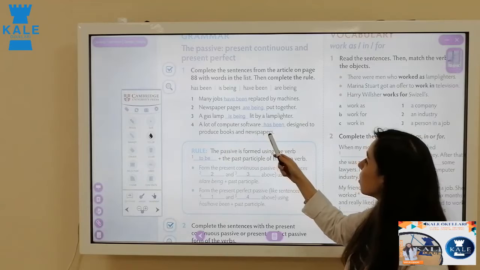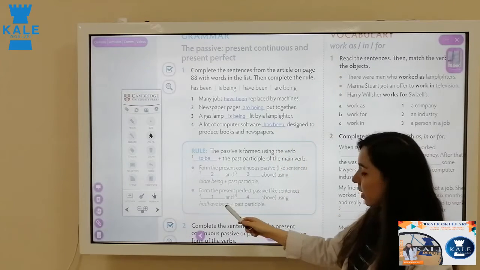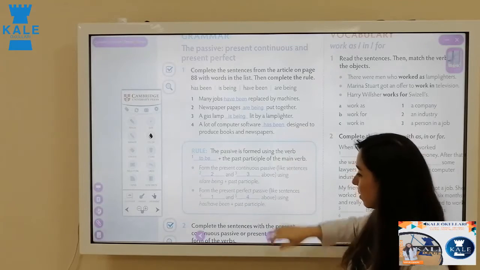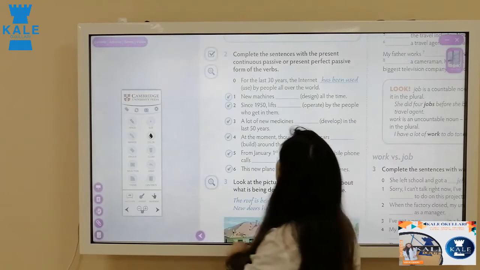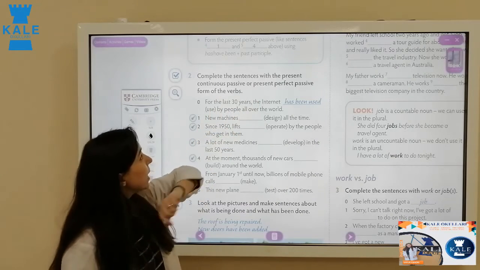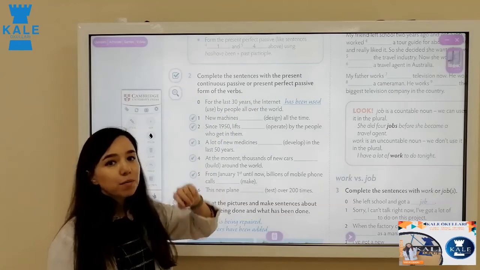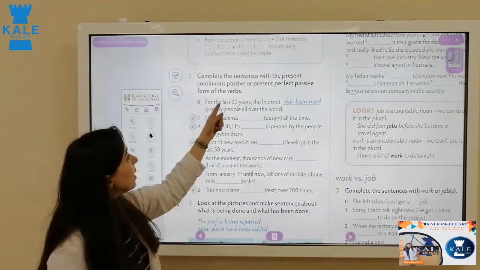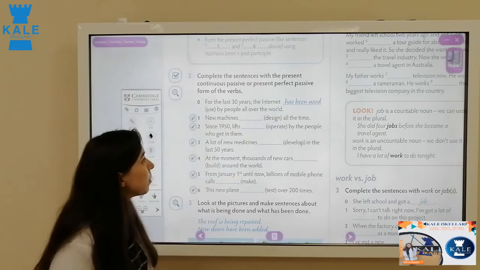And here, a lot of computer software has been designed. Has been, like here, plus past participle. So, by these examples, in part 2, I'm sure that you are going to understand it. Look at here. Now again, we are going to write present continuous passive or present perfect passive. For the last 30 years, the internet has been used by people.